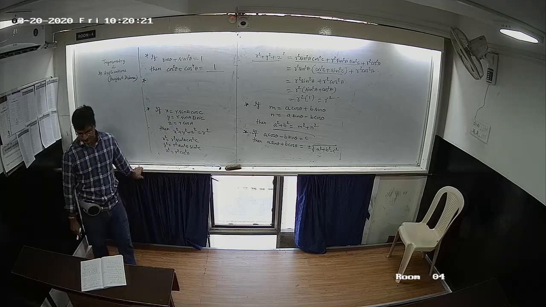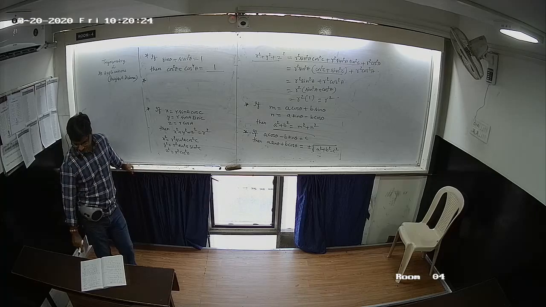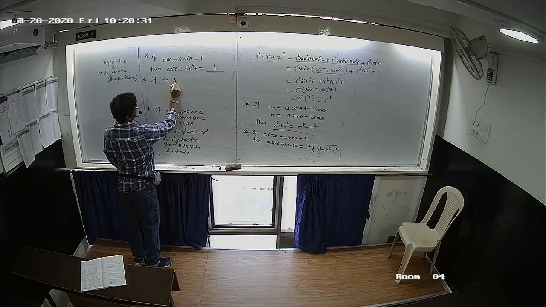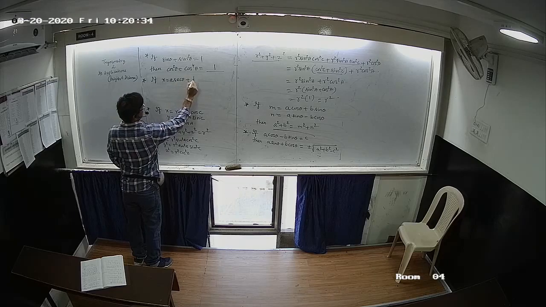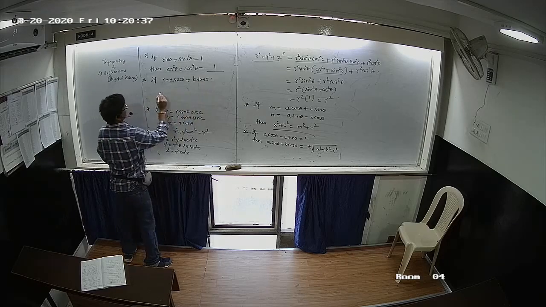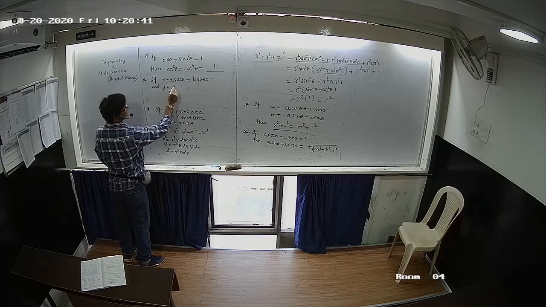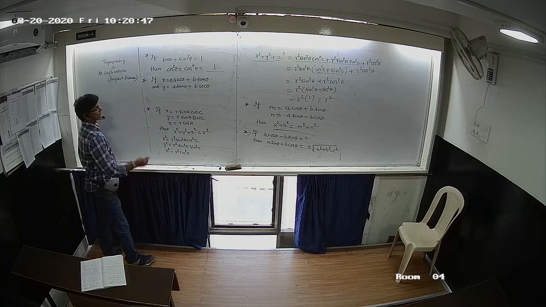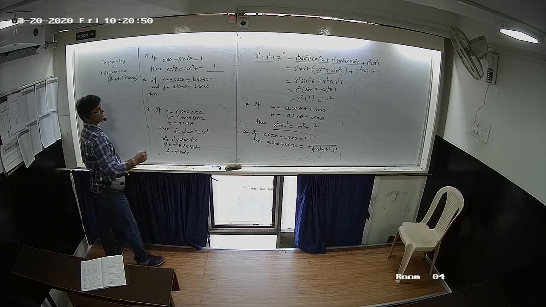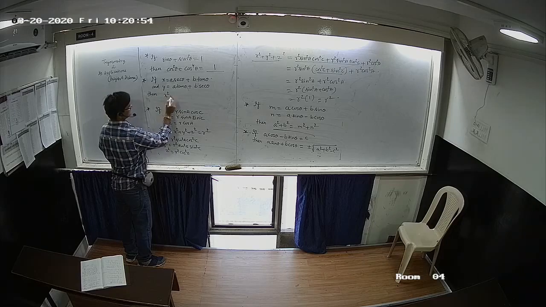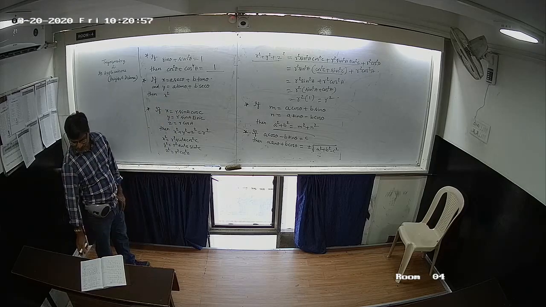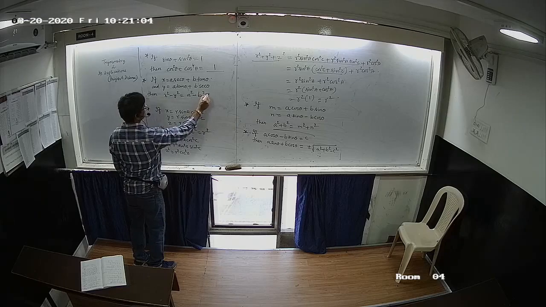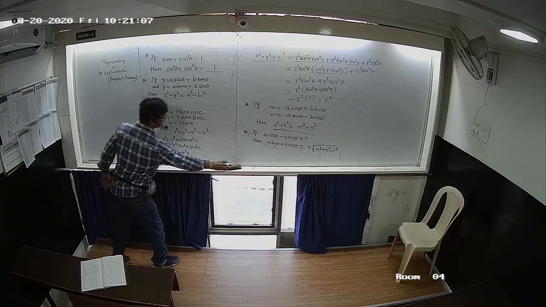Other result: if x is equal to a sec theta plus b tan theta and y is equal to a tan theta plus b sec theta, then x square minus y square will be equal to a square minus b square. This is another result.